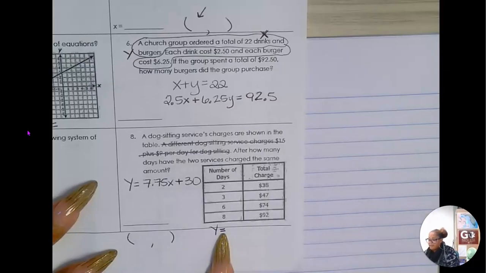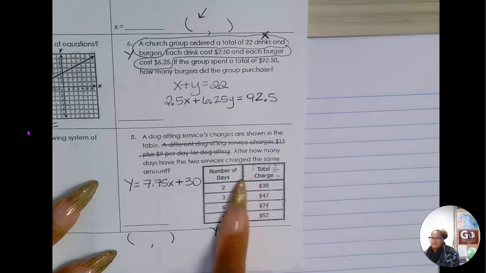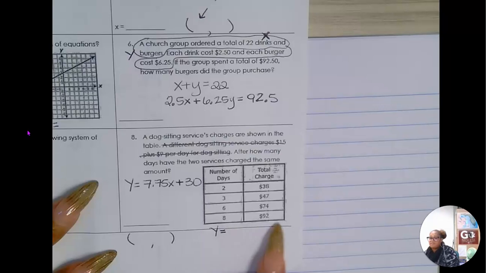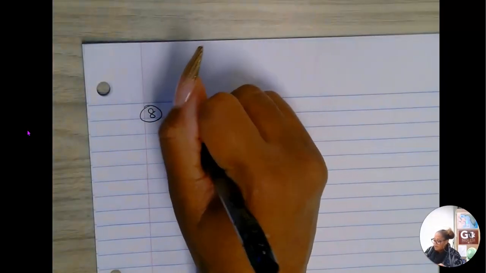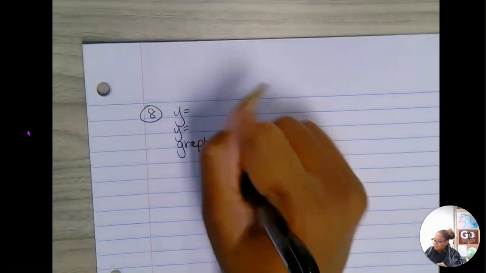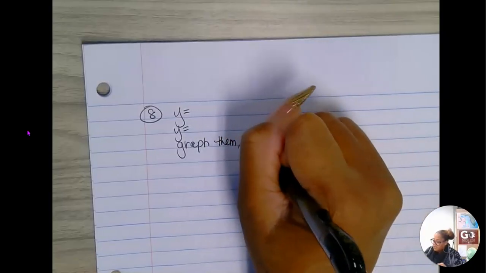What did I write down here? Which means I have to do what? How do I find Y? Put this in who? Desmos. And Y will give me an mx plus b. And I'll graph both and see where they do what? Intersect. Y equals, graph them. Find intersection.